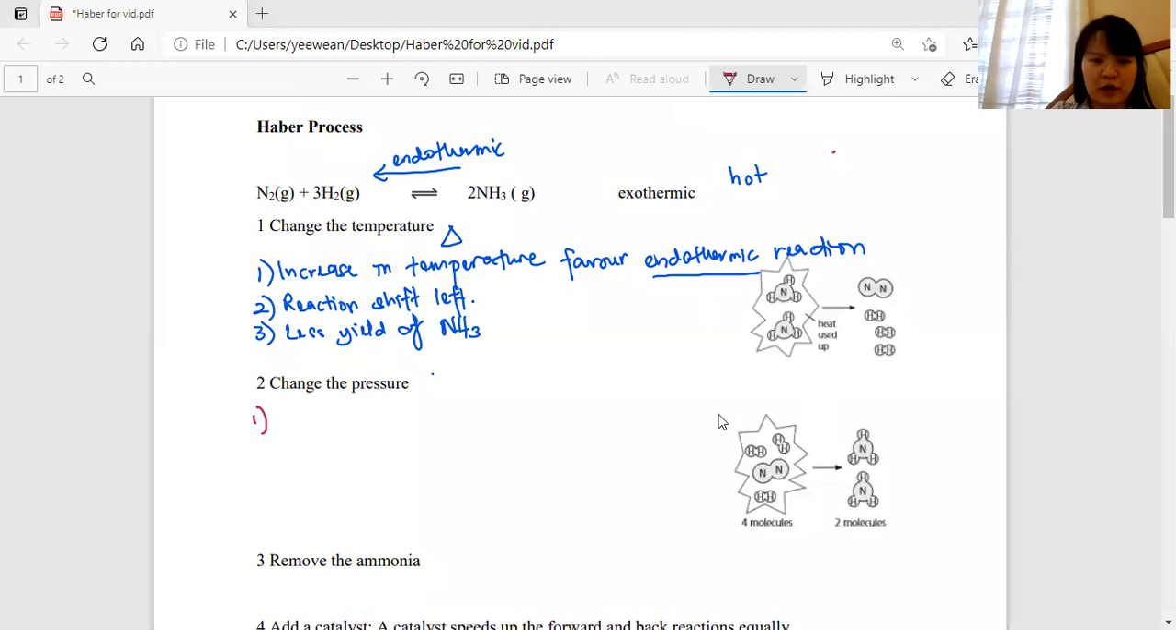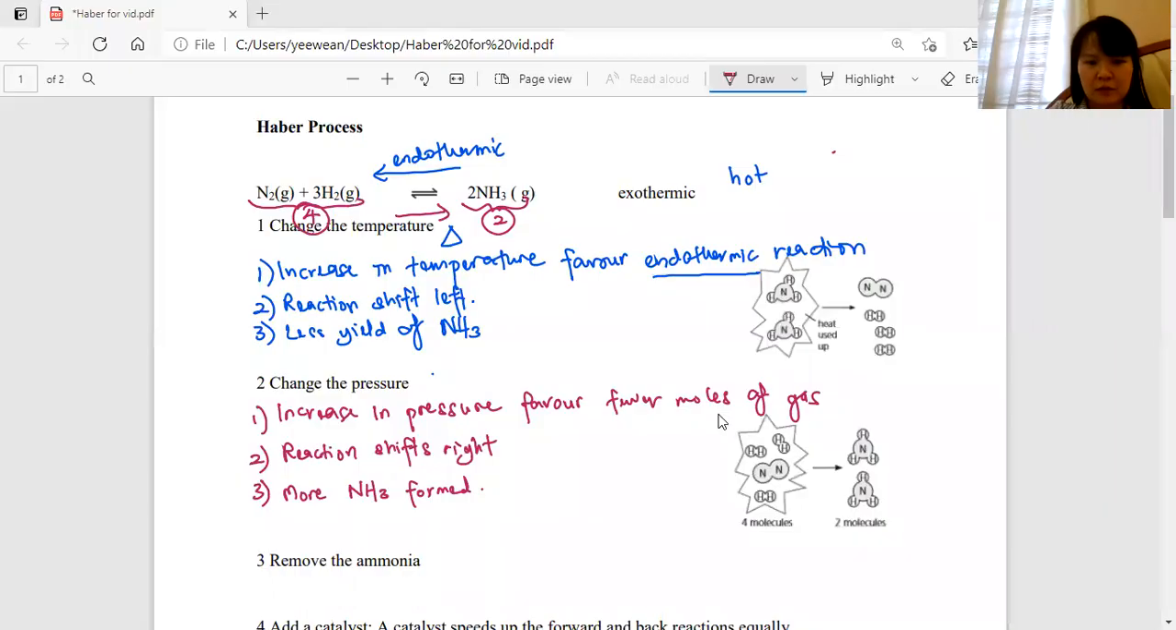Next, we're going to discuss pressure. Okay, increase in pressure. Increase in pressure will favor the side that will decrease the pressure. How to decrease the pressure? By going to the side where there's less moles of gas. If you look at this equation, there's 4 moles of gas on the left and only 2 moles of gas on the right. So if I increase the pressure, it's going to favor the side that will decrease the pressure, which is the side with fewer moles of gas. Since it shifts right, I'll get more yield.